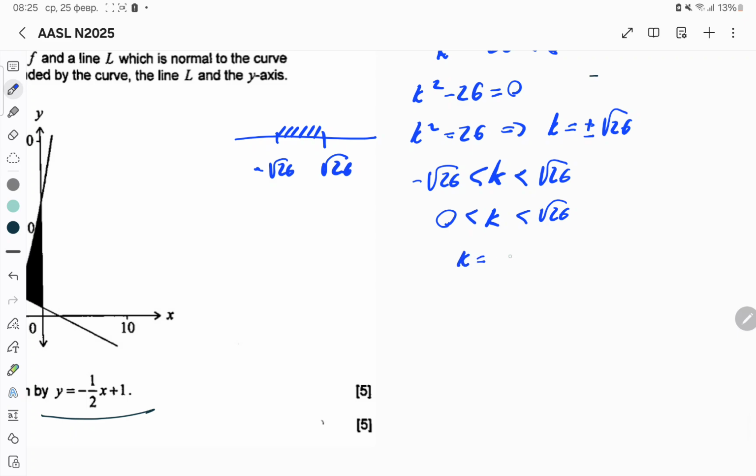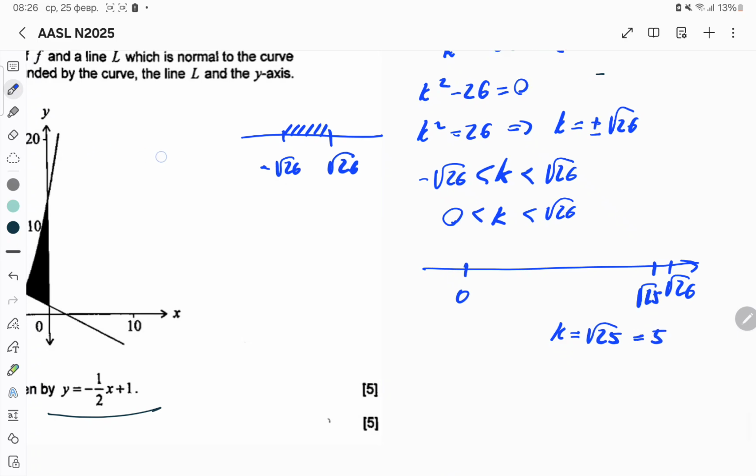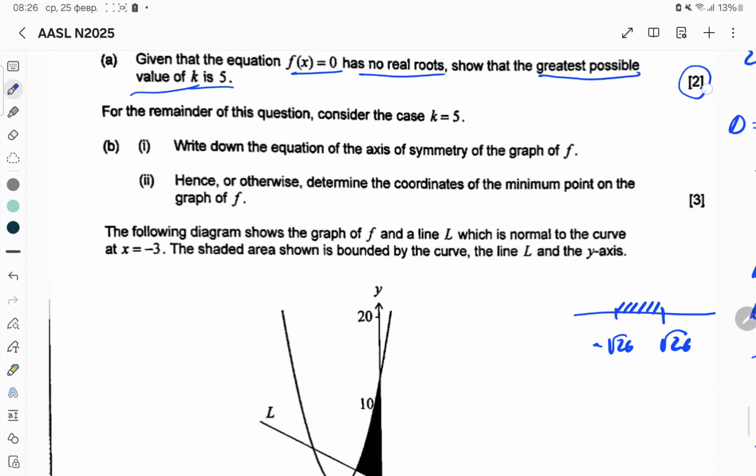So k could obtain the values of 1, 2, and so on. In this interval, if we draw a number line, 0 and square root of 26, how many integer numbers are here? The square root of 25 is the greatest, and we know that the square root of 25 is 5, so that's why k is equal to 5. That's how we show. So it is a 2 marks question.